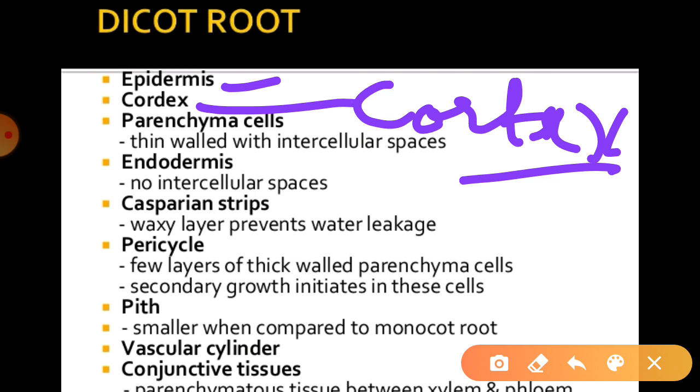The cells which produce root hairs are called root hair cells or trichoblasts. You must know that the cells which are helpful for the development of root hairs may be called root hair cells or trichoblasts. Due to the presence of root hairs, this layer is also known as the piliferous layer, or we can say rhizodermis.